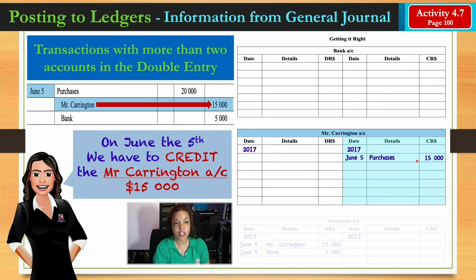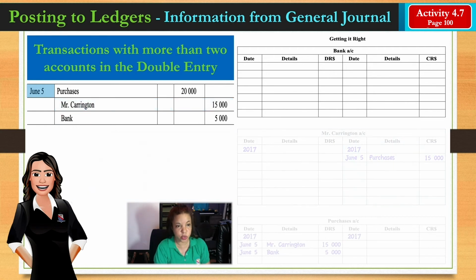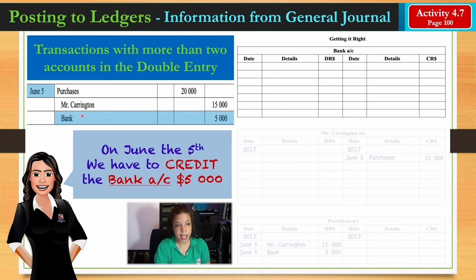So we have successfully achieved our goal for Mr. Carrington's account. So we're going to move to the last account, which would be your bank account. And the instruction says to go to the bank account. On your credit side, credit your bank account 5,000. So remember the figure, $5,000. So you're going to your bank account. Here's your bank account here, I blocked off the other accounts for you. Your bank account, you're going on the credit side. That will be over here on this side.